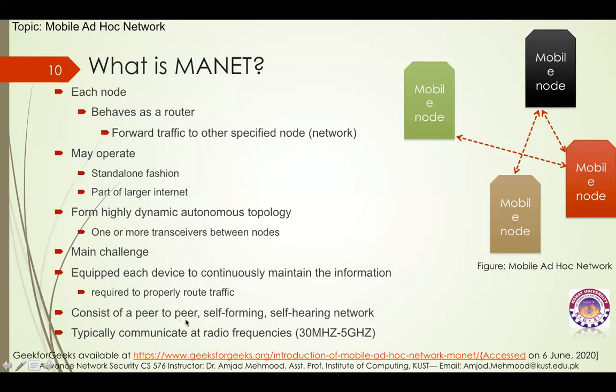It consists of a peer-to-peer network, as all nodes are the same. There is no router, all are the same. That's why they are called peer routers. Self-forming, it forms by its own. Self-healing, so there is no intervention of a user or a human. So this network will form in such a way that each node has to work autonomously and connect with each other to send its information to the next node.